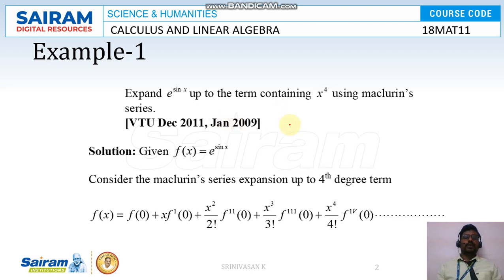So the first problem: expand e power sin x up to the term containing x power 4 using Maclaurin series. This is a university question, so up to the 4th degree. Given f of x equal to e power sin x, we have to consider the 4th degree and write the formula. This needs the first, second, third and fourth differentiation at the point x equal to 0. Then we'll get the answer.